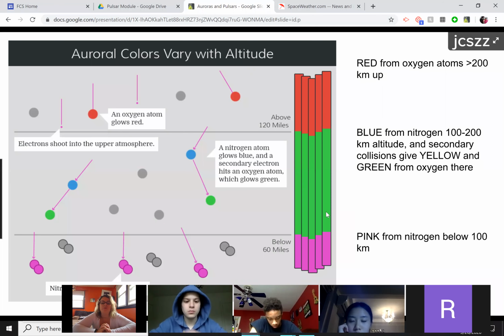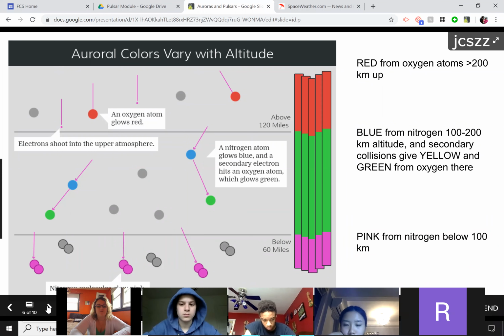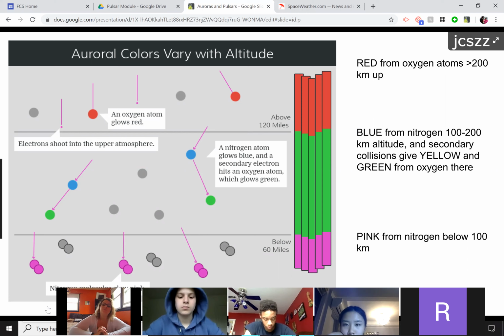Okay, so this graph is showing you height at the top of the page, and then down near the surface of the Earth at the bottom. So you're getting red colors from, let me try and move this bar out of the way a little bit. Okay, you're getting red colors from the oxygen atoms that are about 200 kilometers up. So if you're seeing red colors in your auroras, they're coming from very high up in the atmosphere.